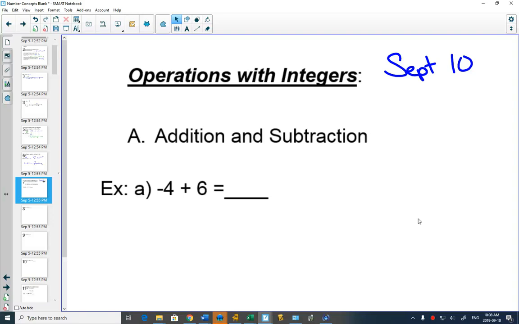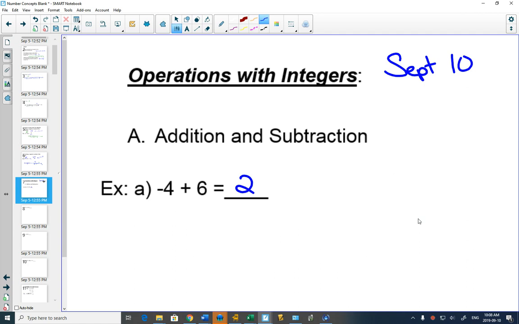Operations with integers, we did adding and subtracting. If you are at the point where you can look at this and get the answer, great. You just go, I know -4, I add 6, I get 2. Excellent. If that doesn't come right away, or if you're still making mistakes, like I wrote -2, I knew it was 2, or maybe I wrote 10.